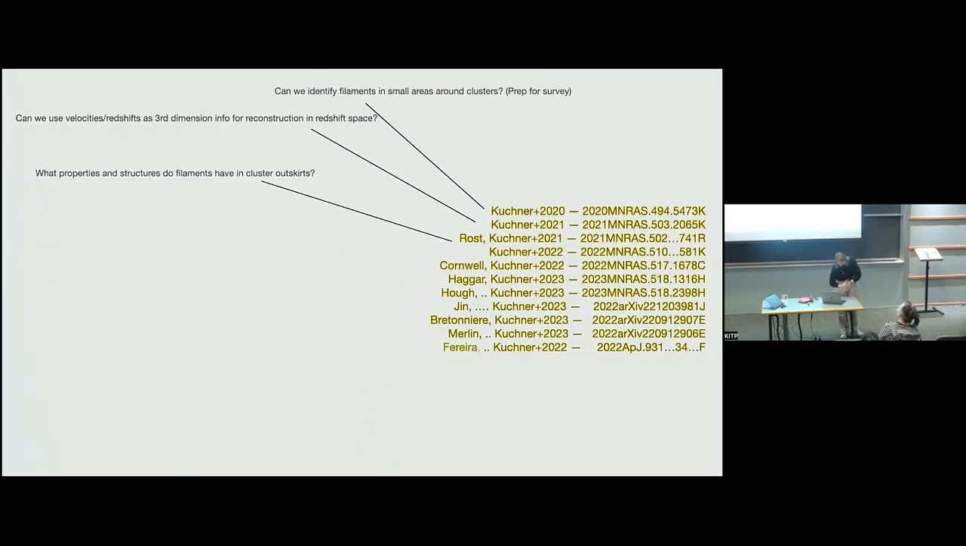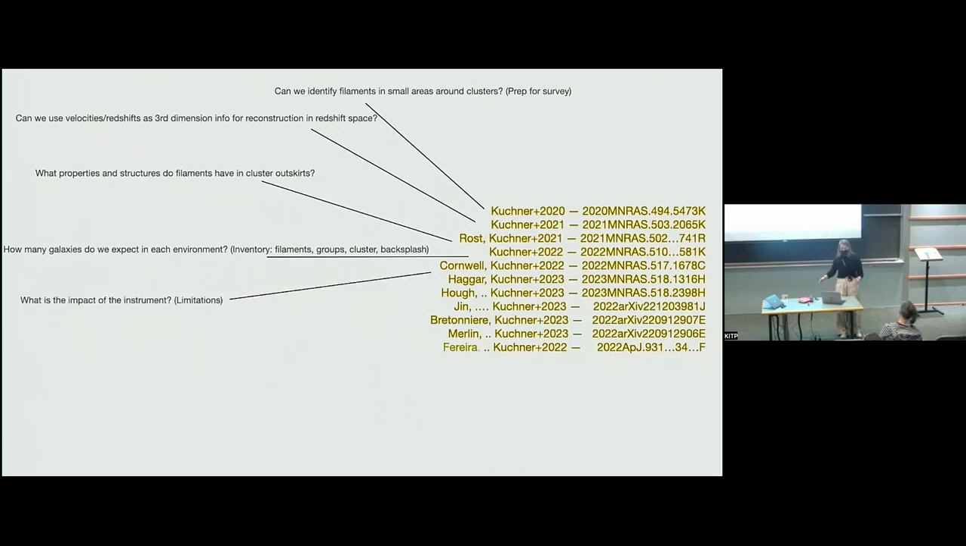What properties and structures do filaments have in the cluster outskirts? How many galaxies are in each of these environments? So kind of an inventory of how many are in filaments, how many are in groups, how many are backsplashing. What's actually the impact of the instrument, beyond doing all the simulations? So not every galaxy will have a fiber on it. Can we still recover that?